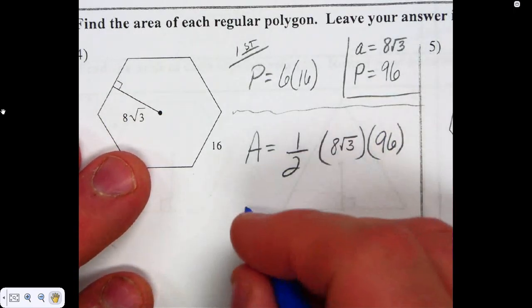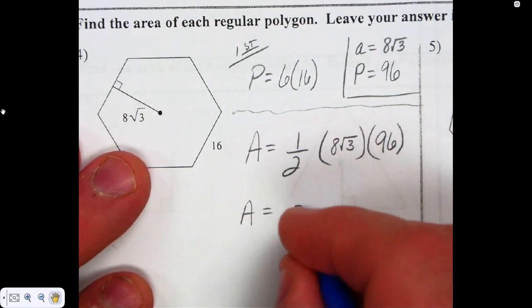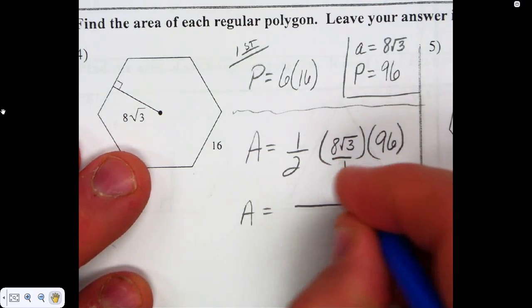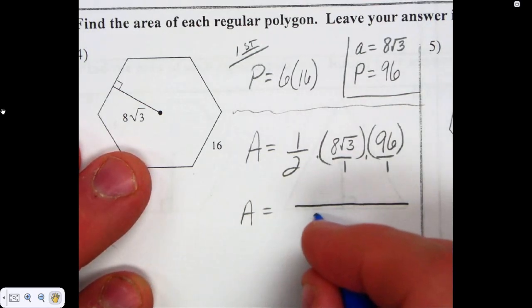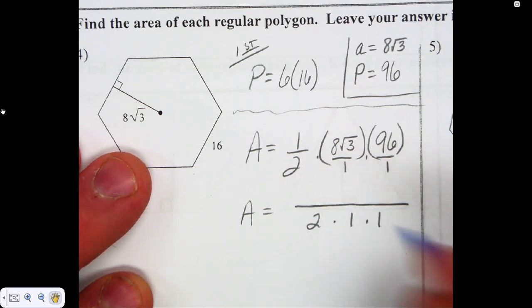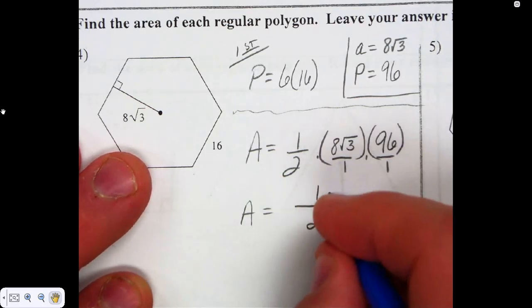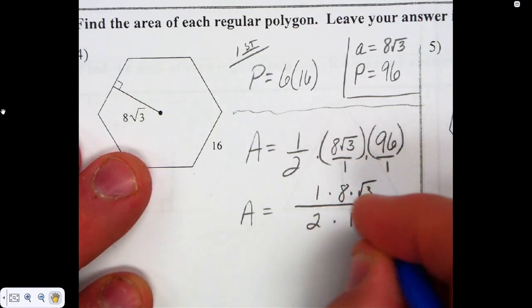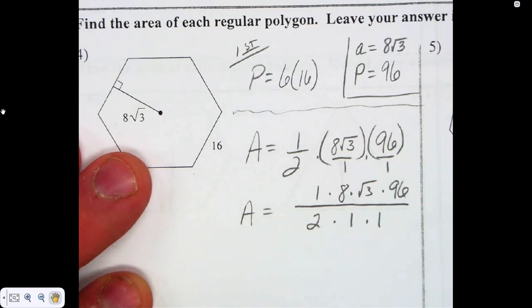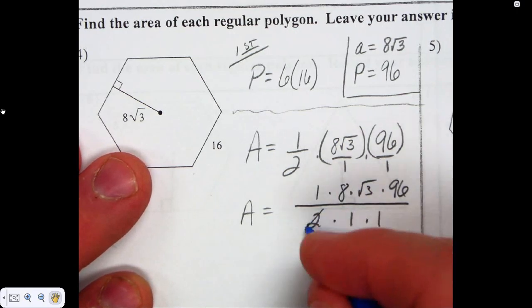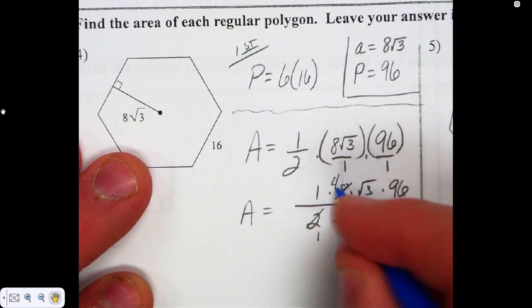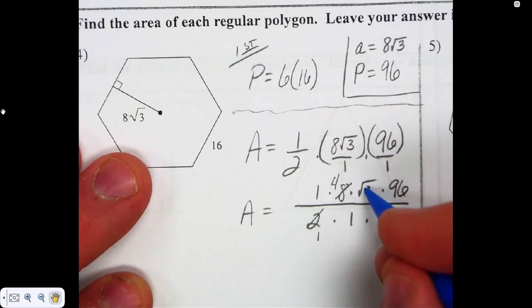Now, what I want you to understand, as a rule, is that this is over 1, this is over 1. This is a big multiplication problem. On the bottom of this fraction is 2 times 1 times 1. On the top is 1 times 8 times square root of 3 times 96. This is the same thing as this. What can happen? 2 will go into 8 how many times? So I'm just left with 4 times square root of 3 times 96.